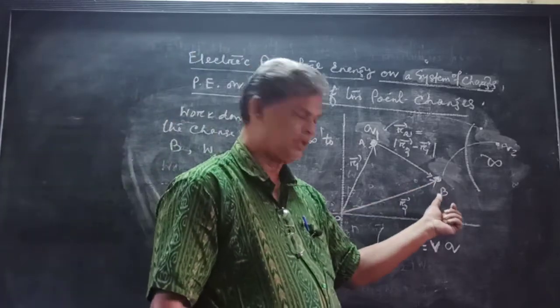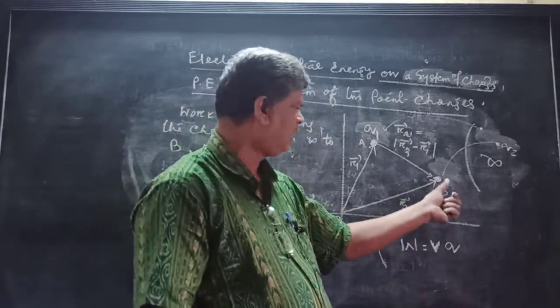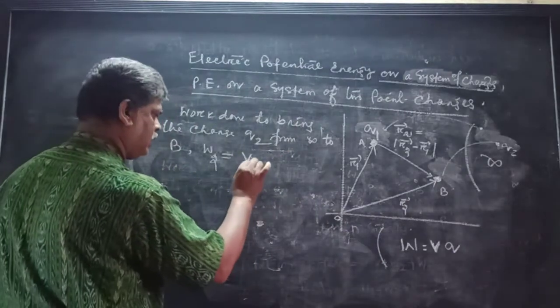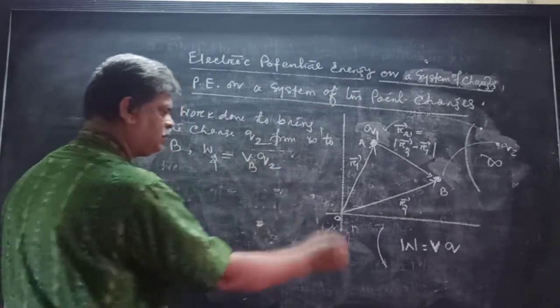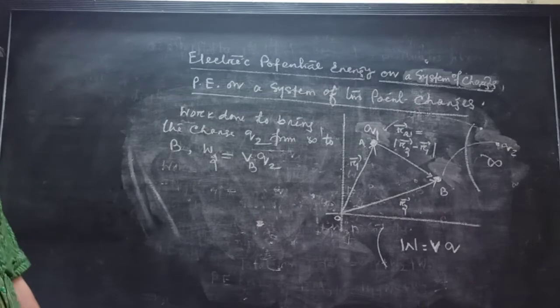Placing it at B, the formula is V into Q, so V at B into Q2. This is the work done.